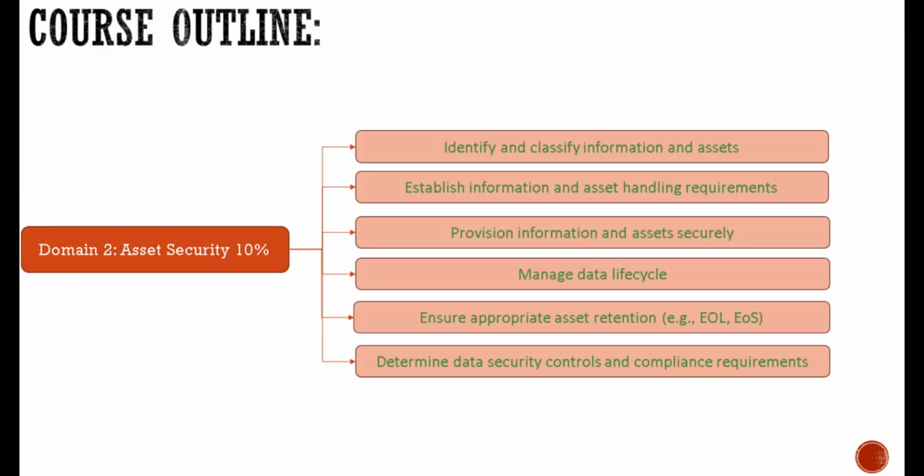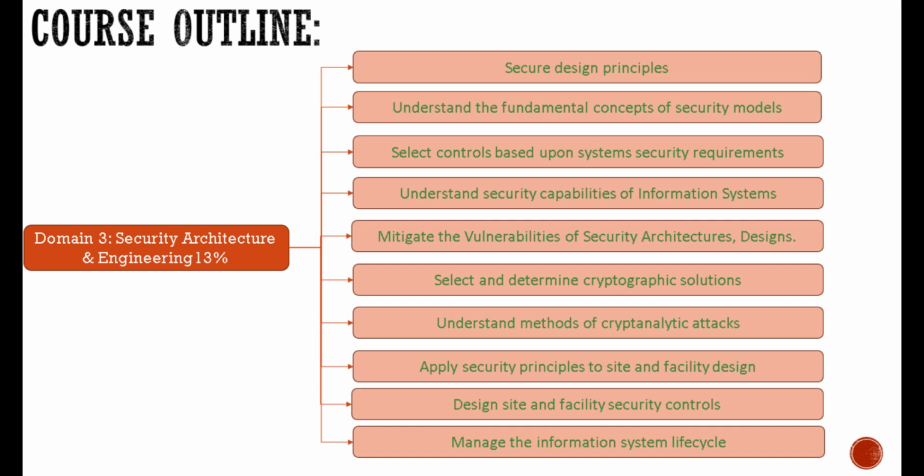Domain two is asset security, which covers data classification, asset identification, managing the data lifecycle, the complete data lifecycle, data security and compliance requirements. Its weightage is 10%, making it one of the least weighted domains. You will also learn about tools such as DLP, data loss prevention, DRM, digital rights management, and CASB tools like Cloud Access Security Broker.